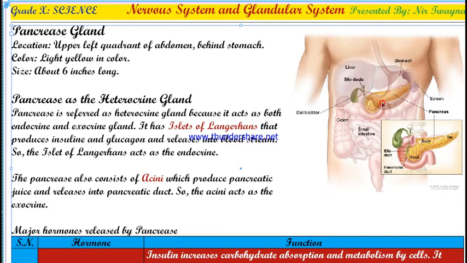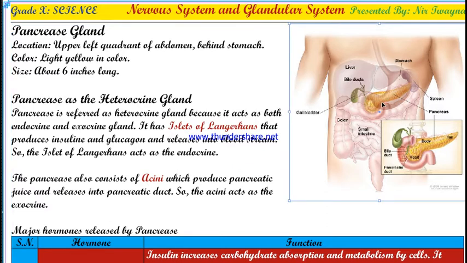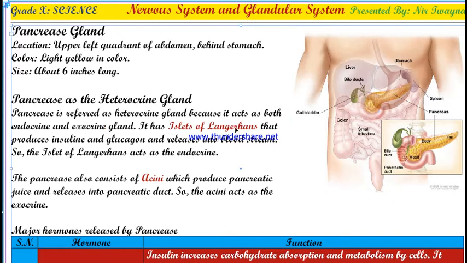Now, one distinctive feature of the pancreas is that it acts as both an endocrine and an exocrine gland. This means the pancreas contains 2 types of cells. One type of cell is called the islet of Langerhans, and another type is called acini.